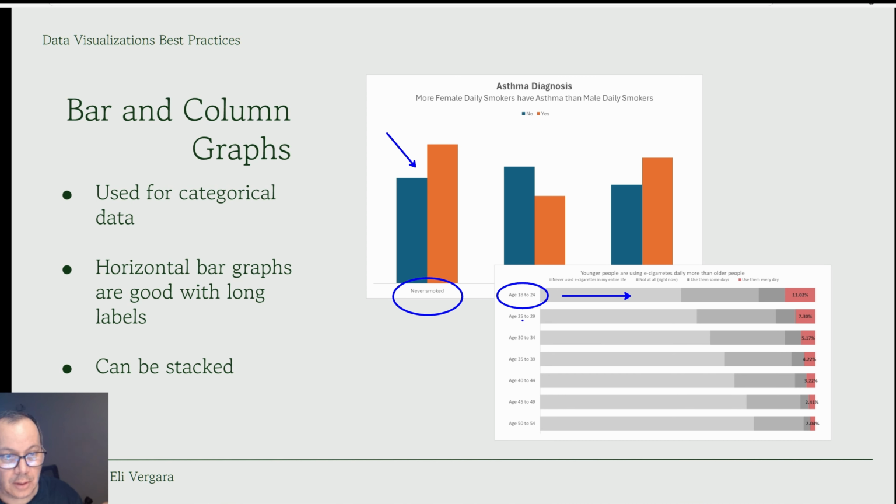Now, column graphs and bar graphs can be stacked, and stacking them would allow you to send a different type of message. Remember when we created this one that we talked about stacking this, and this allowed us to focus on the proportion of data compared to the 100% of the values of that category. And that's why we chose a stacked column graph.